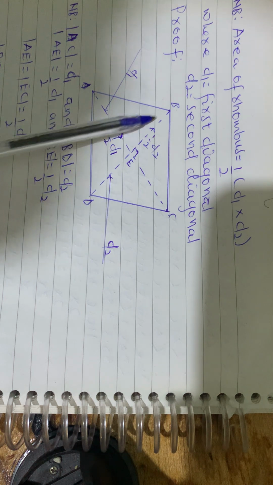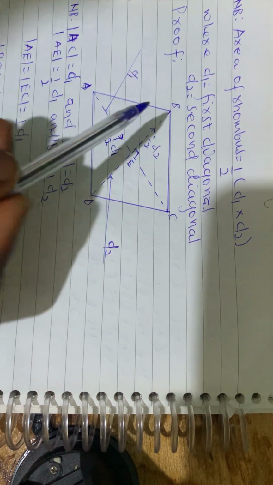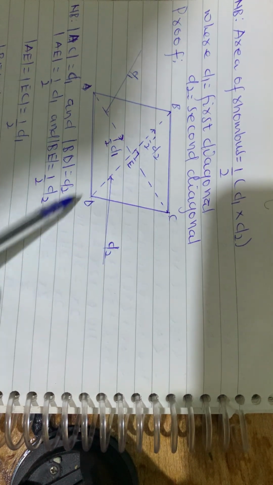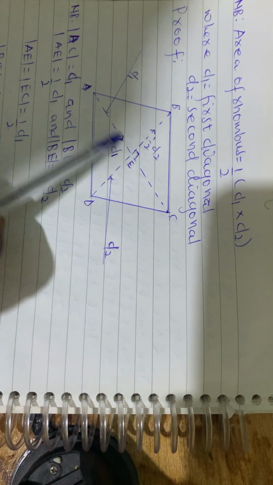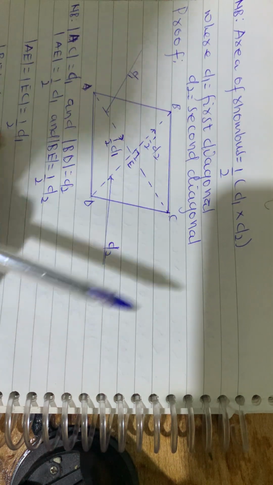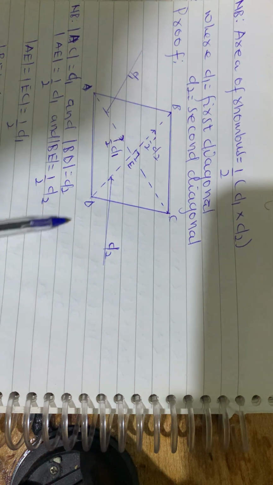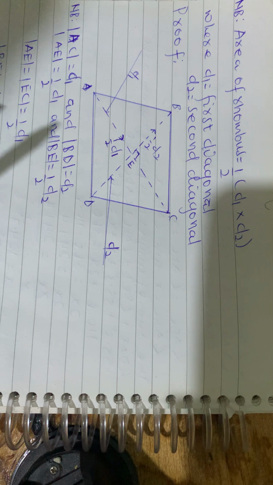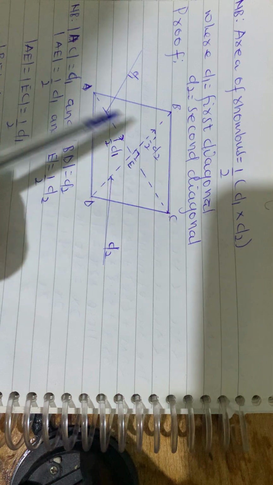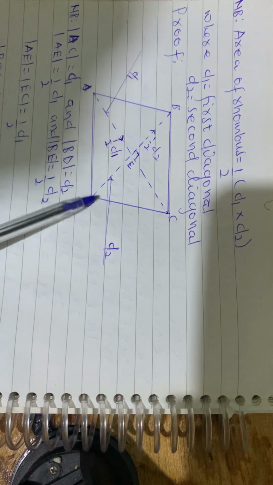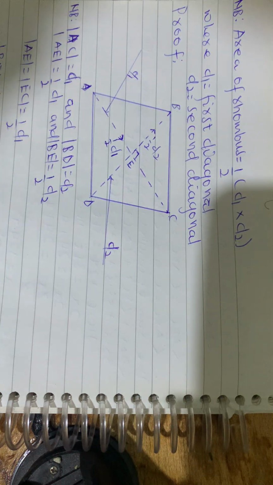So, look at the rhombus. All the four sides are equal. This side is equal to this side is equal to this. I mean, all the sides are equal, but we have two diagonals. You see, the first one divides it into two triangles. This one also divides it into two triangles, so you have two diagonals. Now D1 represents the first diagonal, D2 represents the second diagonal. The first diagonal and the second diagonal meet at a right angle. I mean, they are perpendicular to each other. I hope you get it.